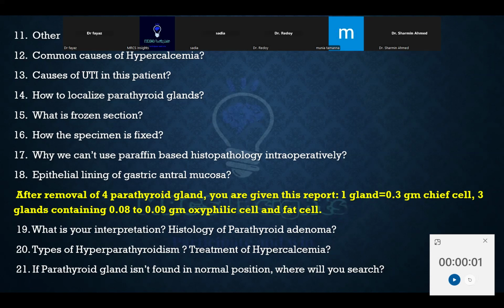I didn't understand this question. Okay, okay. Would you please tell me the histology of parathyroid adenoma? I'll come back to this later. Okay. So what are the types of hyperparathyroidism?